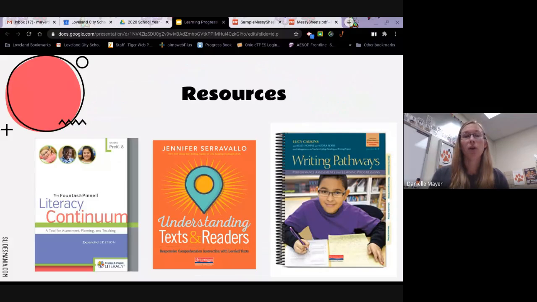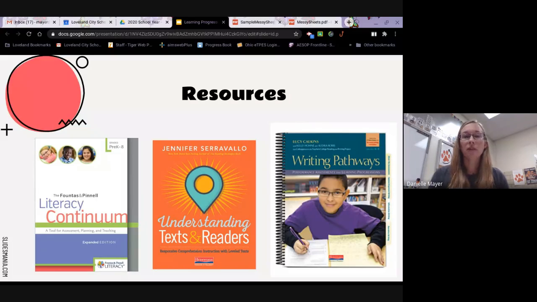Originally, when I first started working a lot with Heidi Weber, she introduced me to progressions when we were talking about writing through Lucy Calkins' Writing Pathways. And then through more of our work, we dove into the Fountas and Pinnell Literacy Continuum, which is an amazing tool that breaks down different standards or skills into more strategies and smaller parts. And we used that when we were looking at building the word work sequence for K-4.